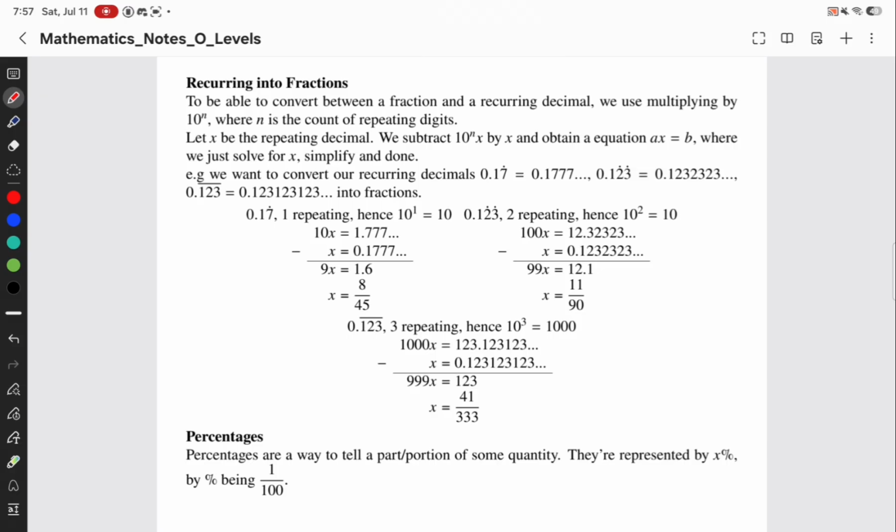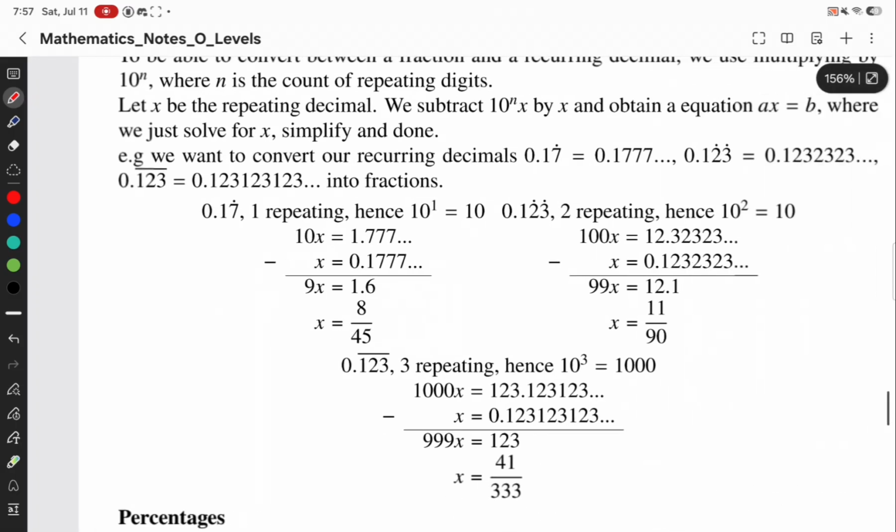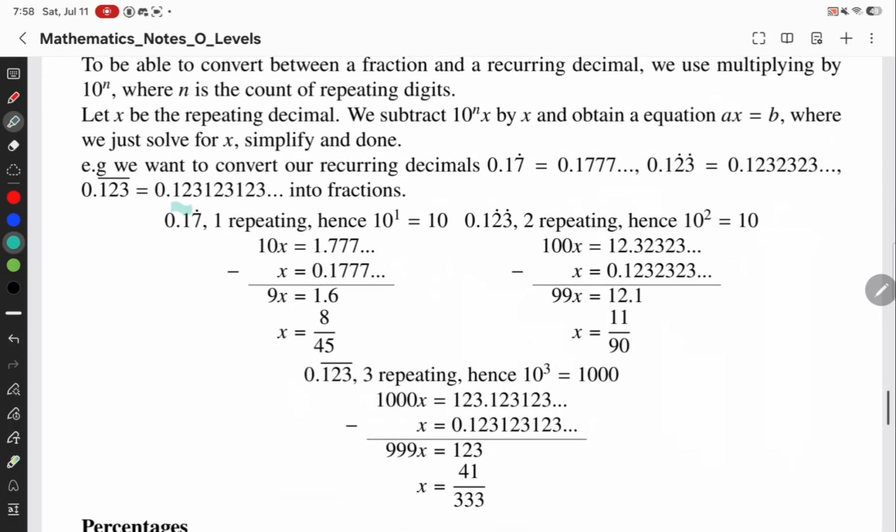Example, we want to convert our recurring decimals into fractions. Okay, let me break down what I just said.